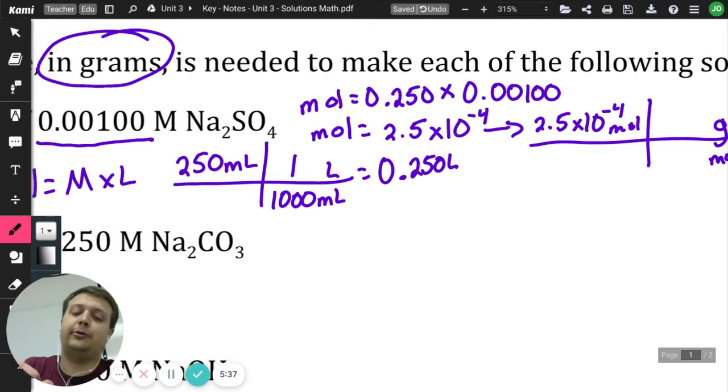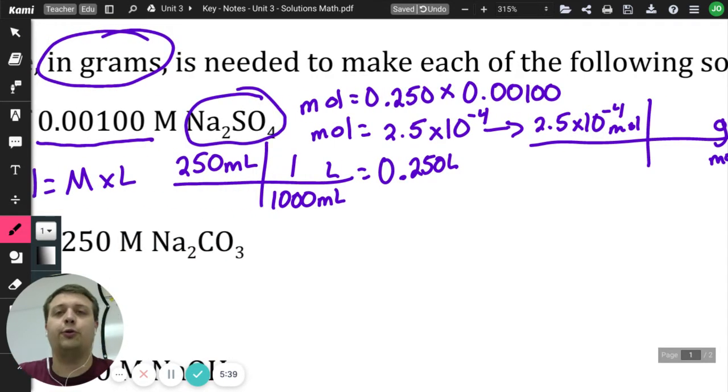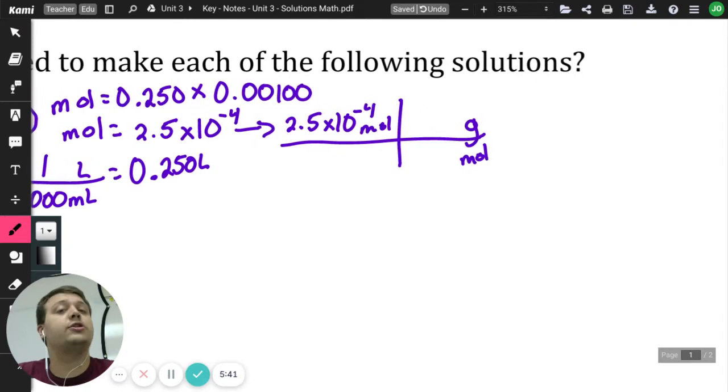Now, we're asked specifically for Na2SO4. So I take my sodium, which has a mass of 22.99, plus my sulfur, which has a mass of 32.06, plus the oxygen, which has a mass of 16. I multiply them by their subscripts. And then what I'm going to find is that I have a total mass of 142.04 grams per 1 mole.